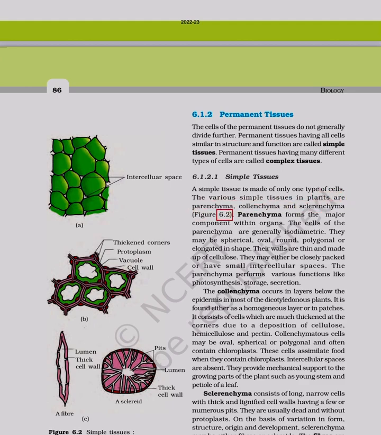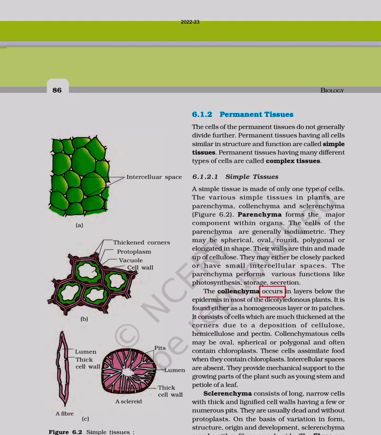Figure 6.2. Parenchyma forms the major component within organs. The cells of the parenchyma are generally isodiametric. They may be spherical, oval, round, polygonal or elongated in shape. Their walls are thin and made up of cellulose. They may either be closely packed or have small intercellular spaces. The parenchyma performs various functions like photosynthesis, storage, secretion.